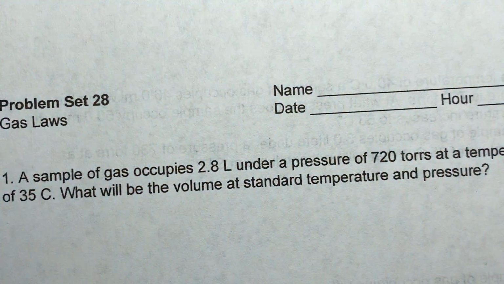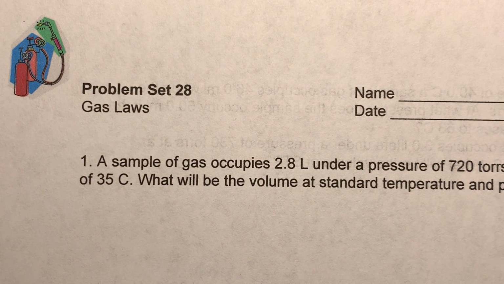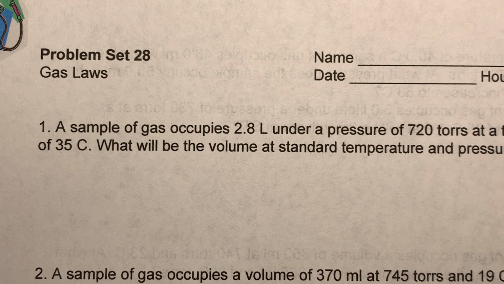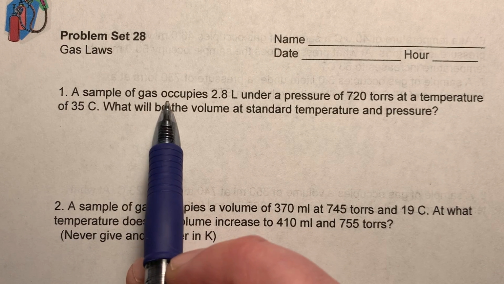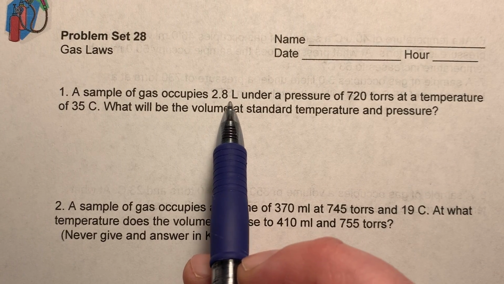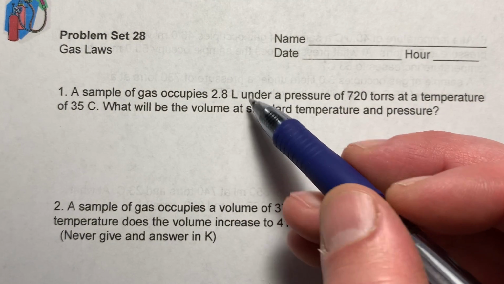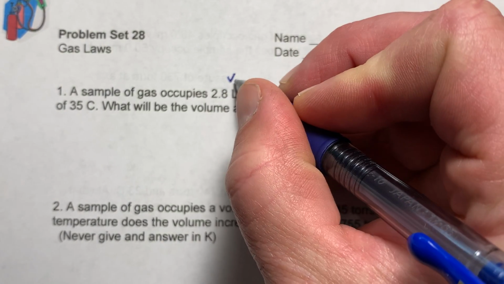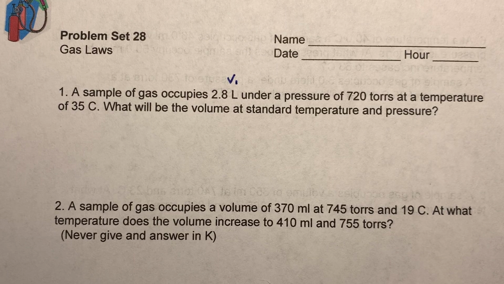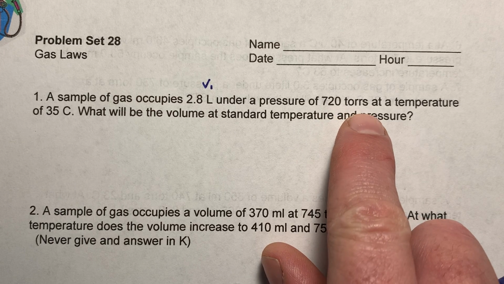So let's take a look at a problem here together. This is problem set 28. You should be able to download this and take a look at it. We're going to walk through a few of these problems together here. So I've got a sample of some gas that occupies 2.8 liters. You should be able to recognize right away, liters is not a pressure or a temperature, but a volume. I'm actually going to write a little V1 right above it, and you'll see why here in just a second. I also see that it says there's a pressure of 720 torr.